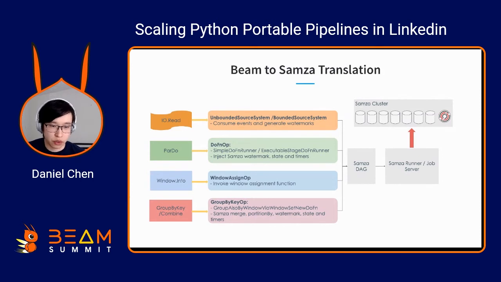Window is relatively straightforward. We just invoke the window assignment function. And for the group by key here, we have a variety of merging transforms in Samza as well that we invoke here in order to overall generate the Samza DAG, which is submitted to the Samza job runner and is passed on to the Samza cluster where it is executed in our containers and tasks.